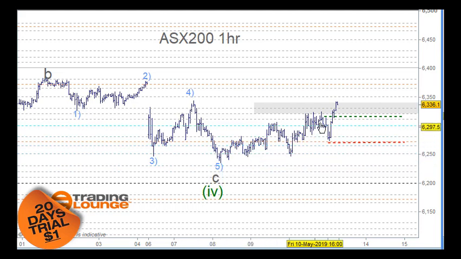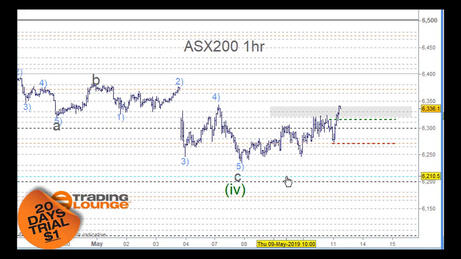I can't count this as an impulse wave to the upside. It looks more corrective, but I've seen this before where it looks ugly as an impulse wave, but still it manages to struggle higher in one way or another. So we need to run with that.